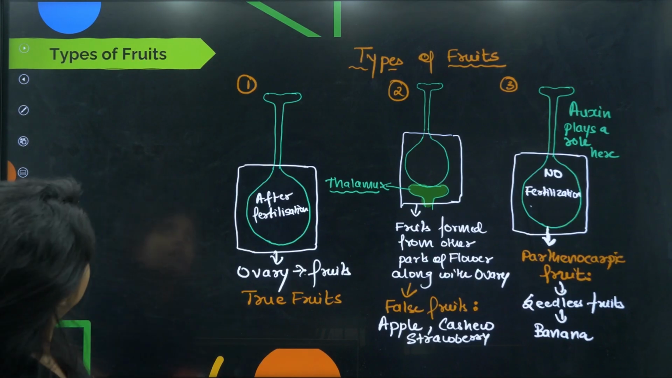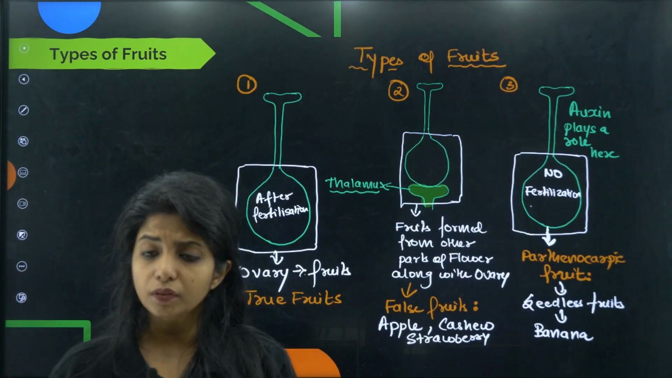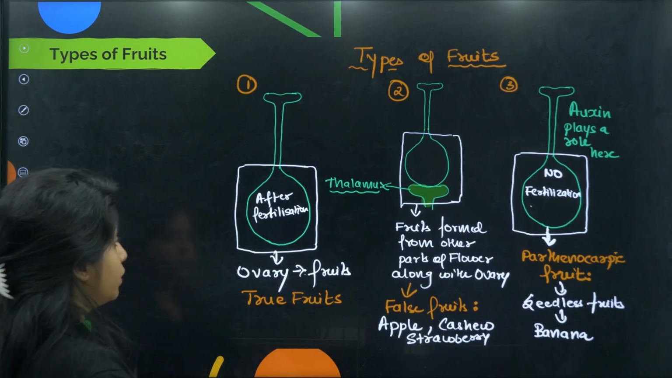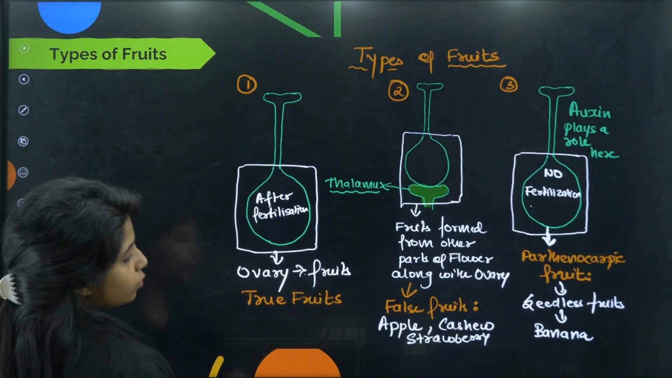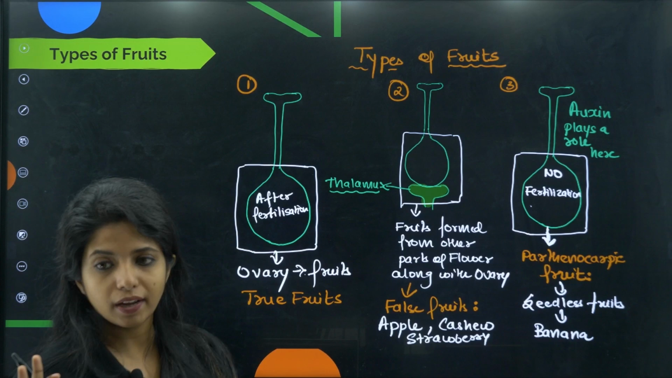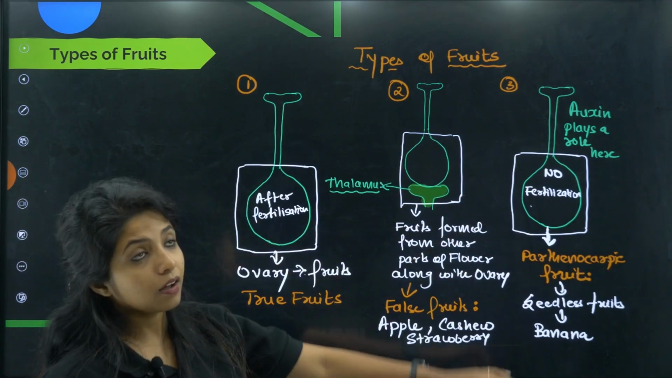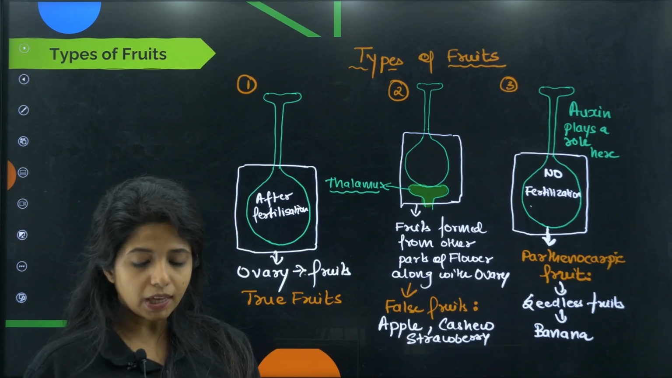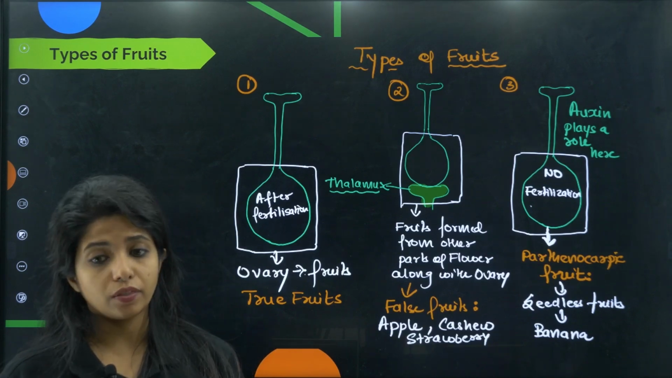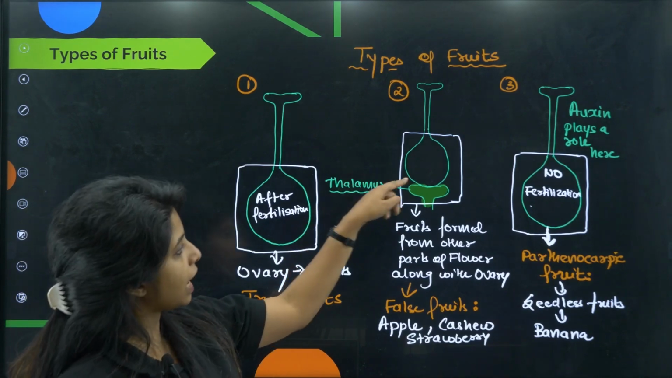Now types of fruit. Usually, after fertilization the ovary itself forms the fruit, that is the true fruit, which happens naturally. Now there is another type of fruit also, where the ovary says, I cannot leave the thalamus, we have been living together since long. So as of now the thalamus also comes in.